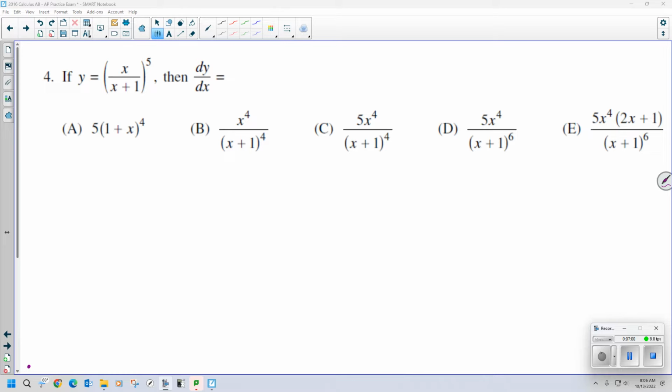Number 4. If y equals x over x plus 1, all to the 5th, then find the derivative. I see two things right away. The first thing is I need to do the power rule. This 5 is going to come down out front, but the inside is going to stay the same. Then I need to multiply that times the derivative of the inside. So we have two things happening here.